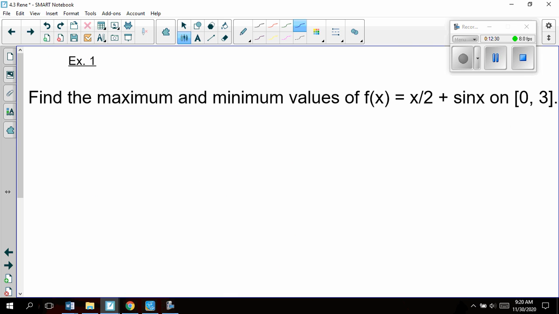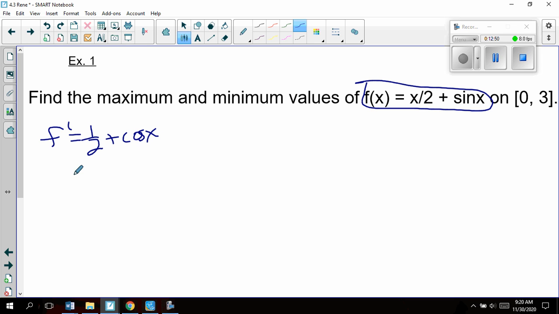All right, so let's do one here so you can see what we're talking about. Let's find the maximum values of this function on 0 to 3. Going back, it said first you need the derivative. So f prime would be 1/2 plus the cosine of x. It said set the derivative equal to 0. So great, 1/2 plus cosine of x equals 0. Okay, and solve. Now I'm going to solve it algebraically because we need more practice with trig.